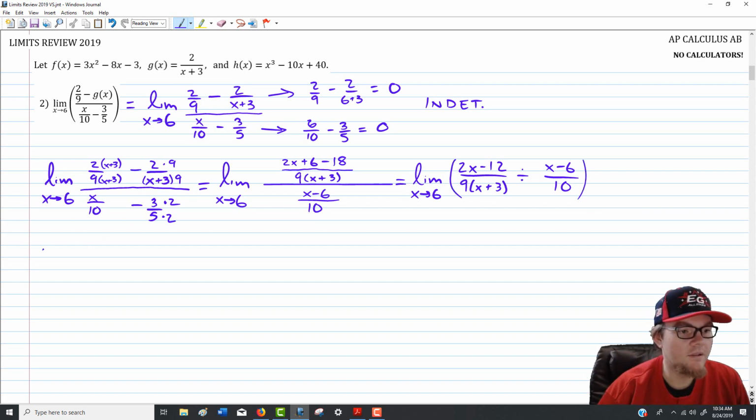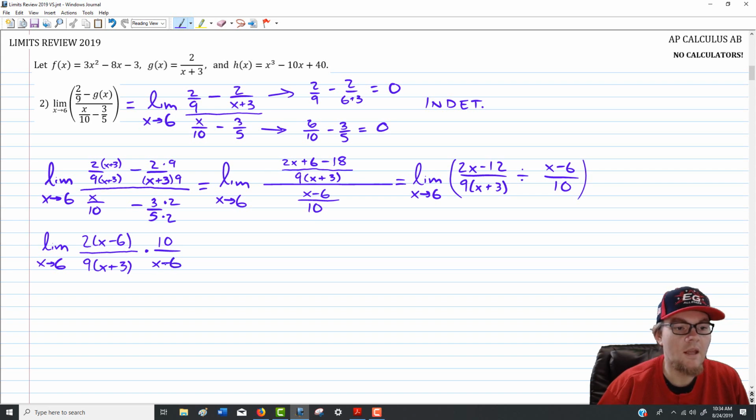And now that lets us continue our limit, but I'm going to go ahead and do the flipping now that would come naturally afterwards. So of course 2x minus 12 becomes 2 times x minus 6, all over 9 quantity x plus 3. Then we're multiplying by the reciprocal, 10 over x minus 6. And the beauty of that is, of course, our x minus 6's divide away. Now we have trimmed the quills.